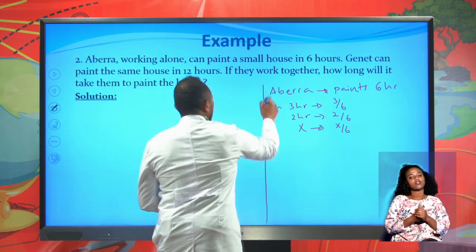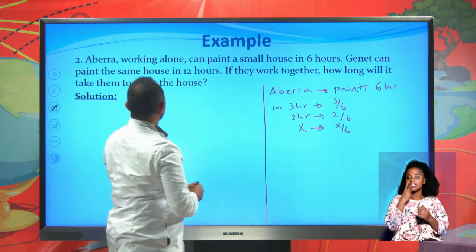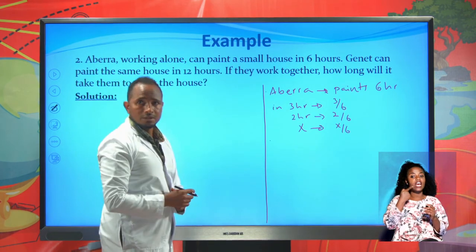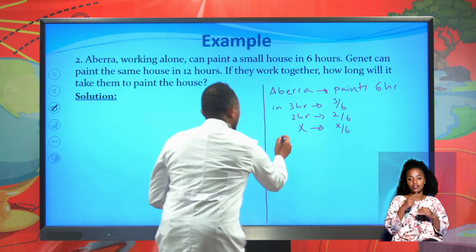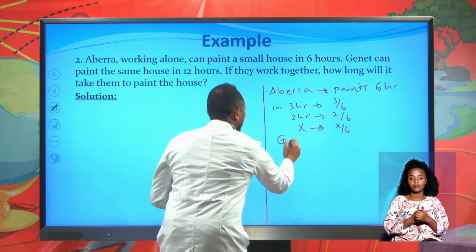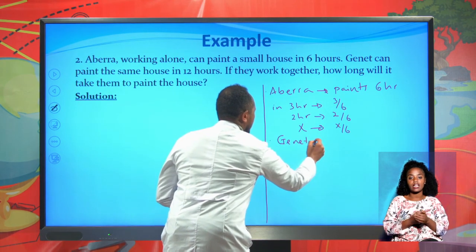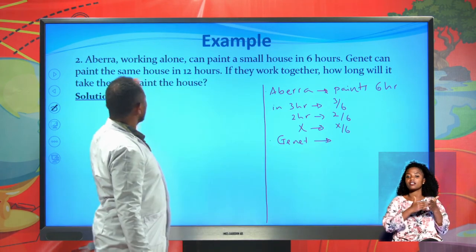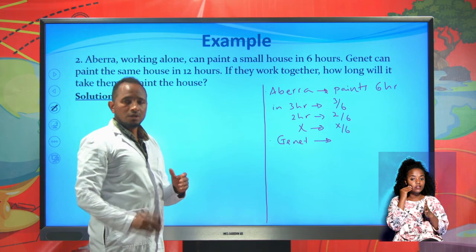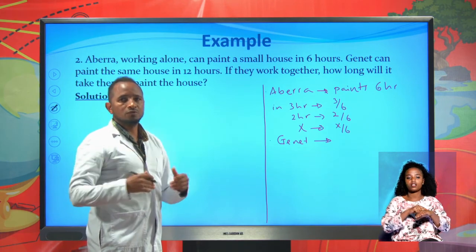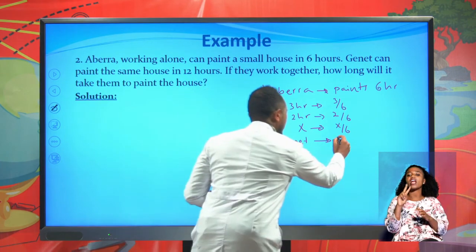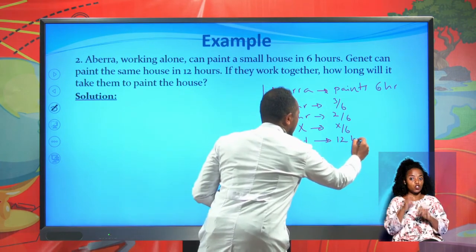Again, let's see about Gannet. Gannet can paint the house in 12 hours. If she works alone, she completes the whole job in 12 hours. She can paint the room in 12 hours.